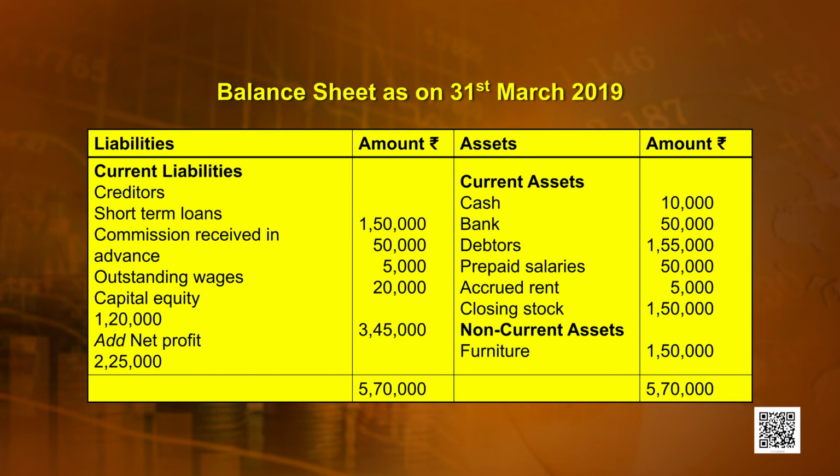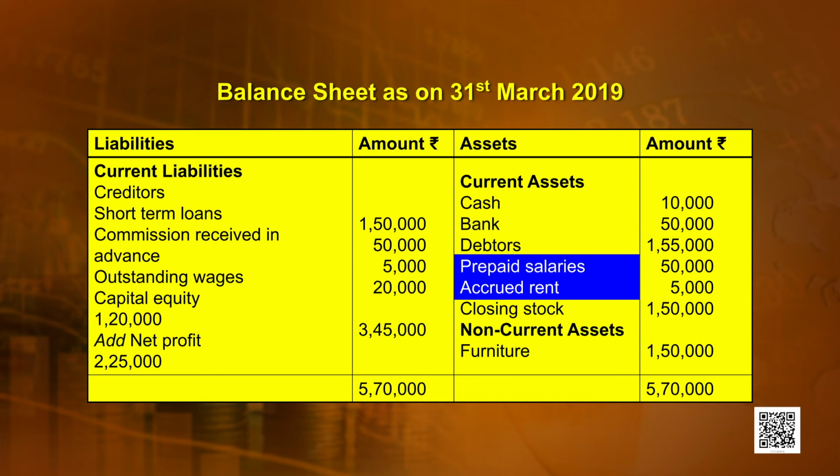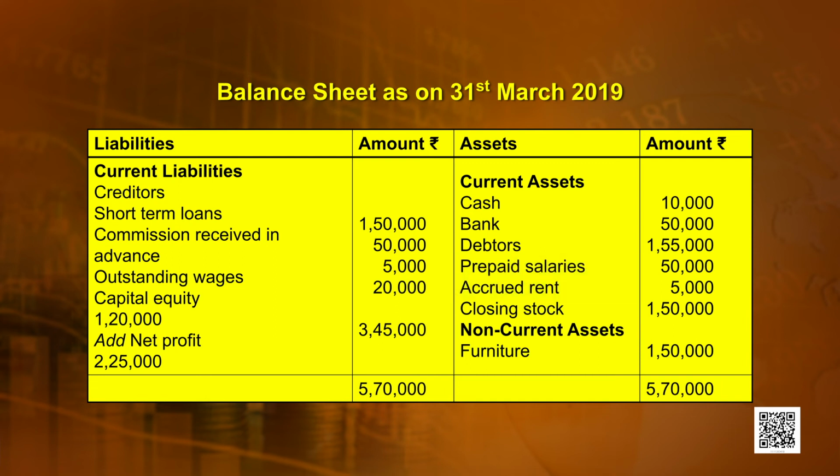To prepare the balance sheet of Ram as at 31st March 2019, start by grouping liabilities and assets on the basis of liquidity. Most liquid items are at top. Commission in advance and outstanding wages are liabilities, so they appear under the head current liabilities. Prepaid salaries and accrued rent are assets in nature, hence shown as current assets. Both sides of the balance sheet, liabilities as well as assets, have the same total 5,70,000.